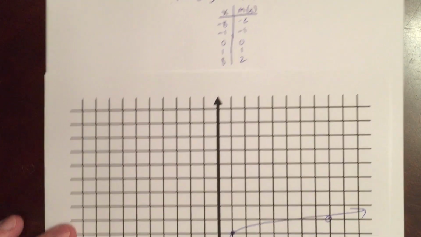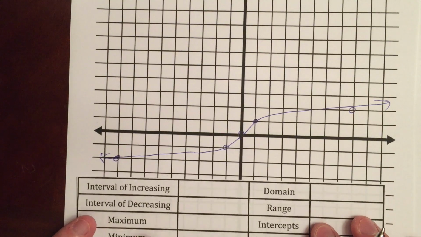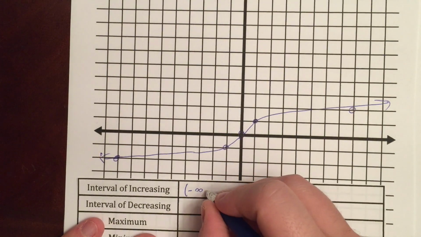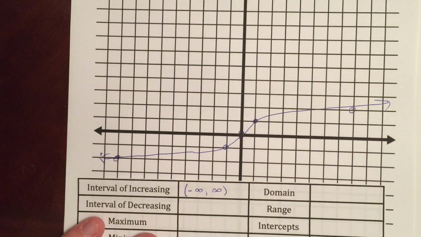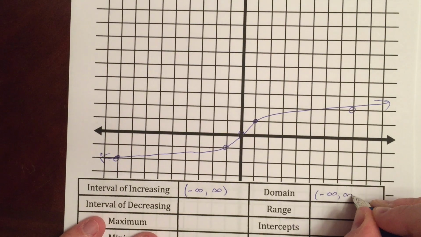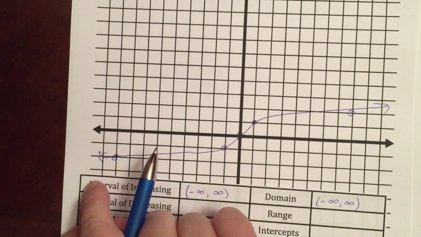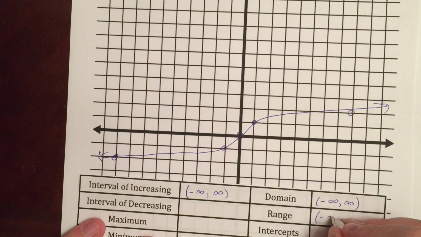Now let's look at some analyzing. For the intervals of increasing, it is increasing for the entire domain. Even though the slope changes at different intervals, it's still increasing for the entire domain. So the domain actually happens to be from negative infinity to positive infinity. And the range will keep reaching from negative to positive as well, up and down.